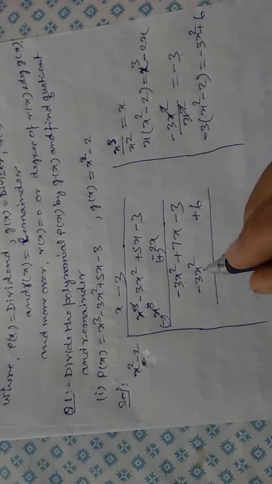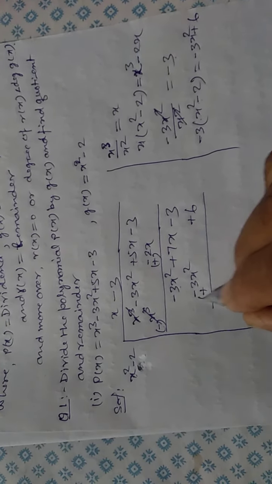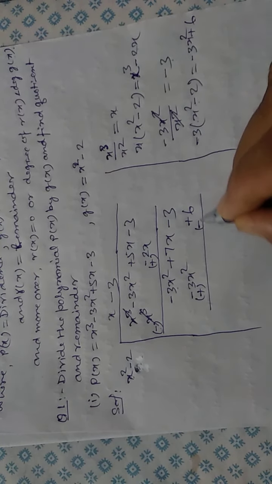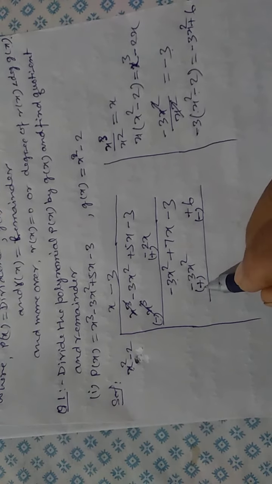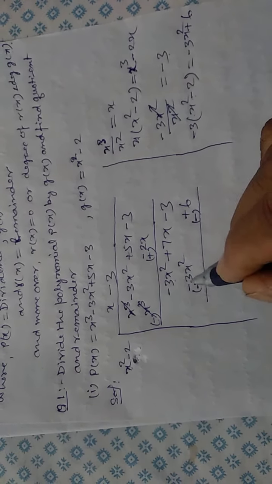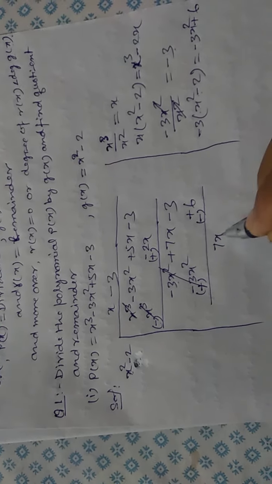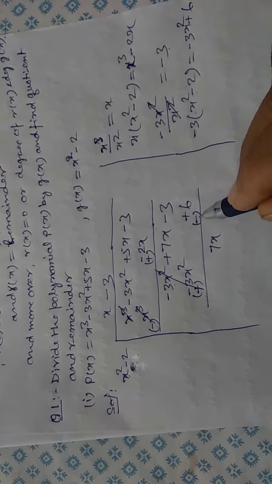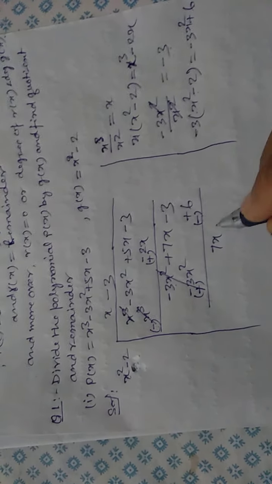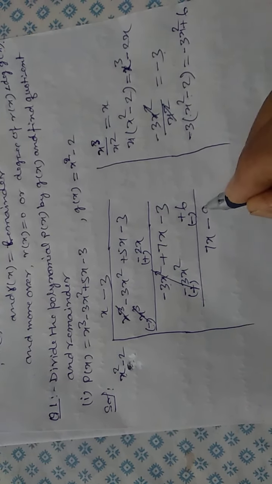Now change the sign. This minus becomes plus, and this plus you will write minus. Minus 3x square plus 3x square, minus 3 plus 3, 0. That means it is cancelled. Now this plus 7x, minus 3 minus 6. Both are negative, so add it, and the right side is negative, minus 9.